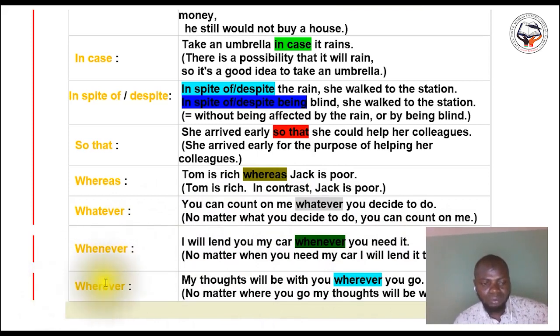And wherever. My thoughts will be with you wherever you go, meaning that no matter where you go, my thoughts will be with you. So my thoughts will be with you wherever you go.